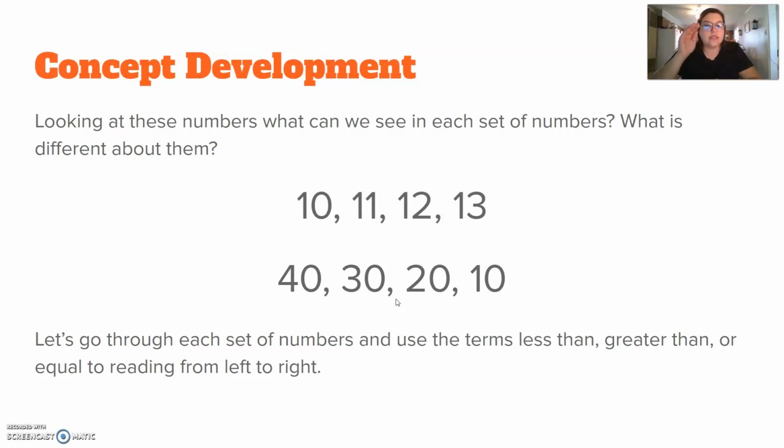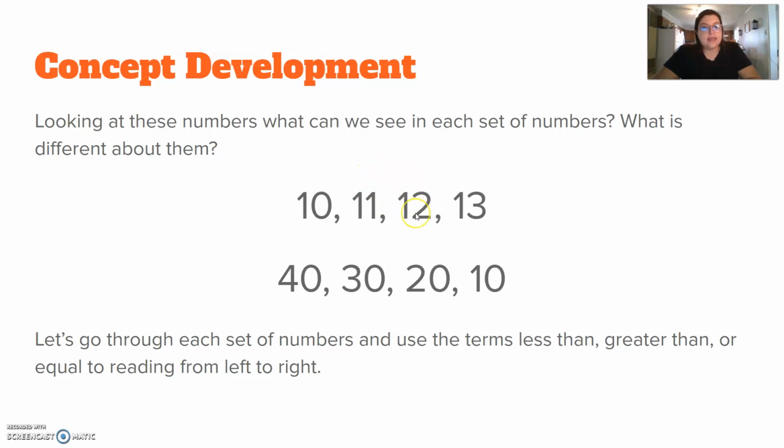So we're going to go through each set of numbers, and we're going to use the terms less than, greater than, or equal to, reading from left to right. So 10 to 11. Is 10 greater than, less than, or equal to 11? It is less than, yes. Now, since this is a pattern, we're going to be using the same phrase throughout this set of numbers. So, let's start with 10, because we read from left to right. 10 is less than 11.